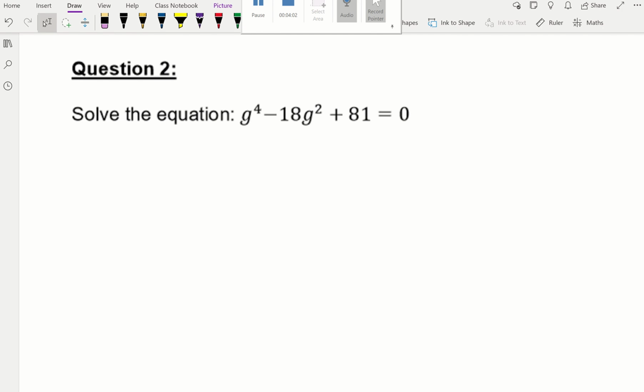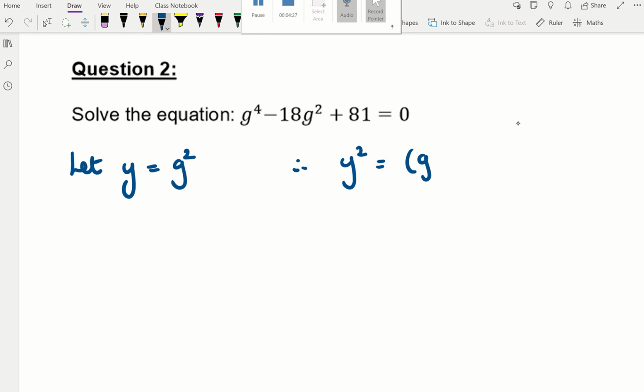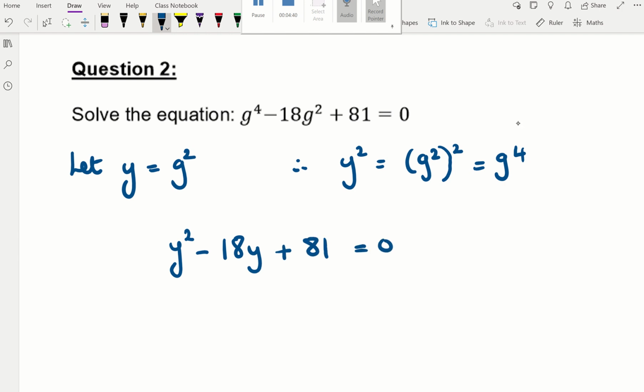And then for this question, it says solve the equation g to the power 4 minus 18g squared plus 81 equals 0. This is a disguised quadratic because the 4 is double the 2. So I'm going to say let y equals g squared. Therefore, y squared is g squared squared, which is g to the power 4, which means I now have y squared minus 18y plus 81 equals 0.